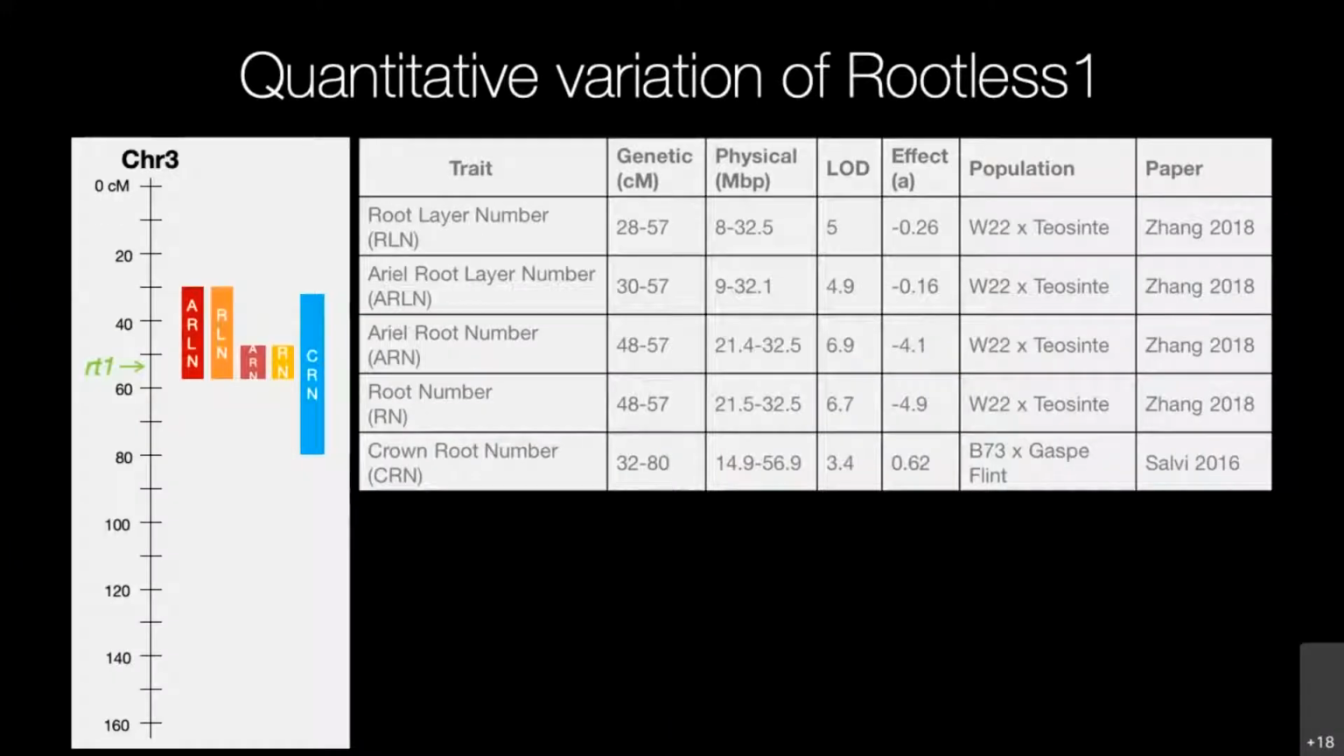Going back to the literature, we actually identified two separate genetic QTL studies where RT1 is sitting right underneath some nodal root QTL. One of these is with teosinte, another is a cross with Gaspé Flint, which is a sort of unusual landrace variety. So we think these actually are quantitative genetic regulators.